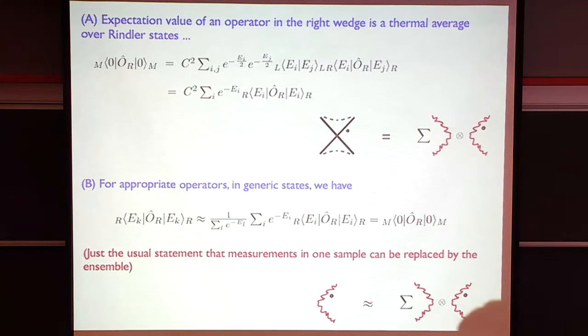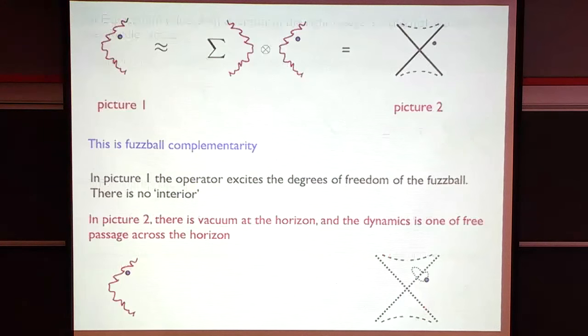So if I have one state, it's approximately equal to the ensemble average. Now you put this equation together, and of course you get that if you measure the expectation value of this in one state, with this approximation sign, it's equal to measuring it in this entire diagram. Again, I'm not telling you anything which isn't implicitly there in all these papers of Israel, Maldacena or Van Dam. I'm just putting this story in the fuzzball context. So let's call this the kind of complementarity we are actually looking for.